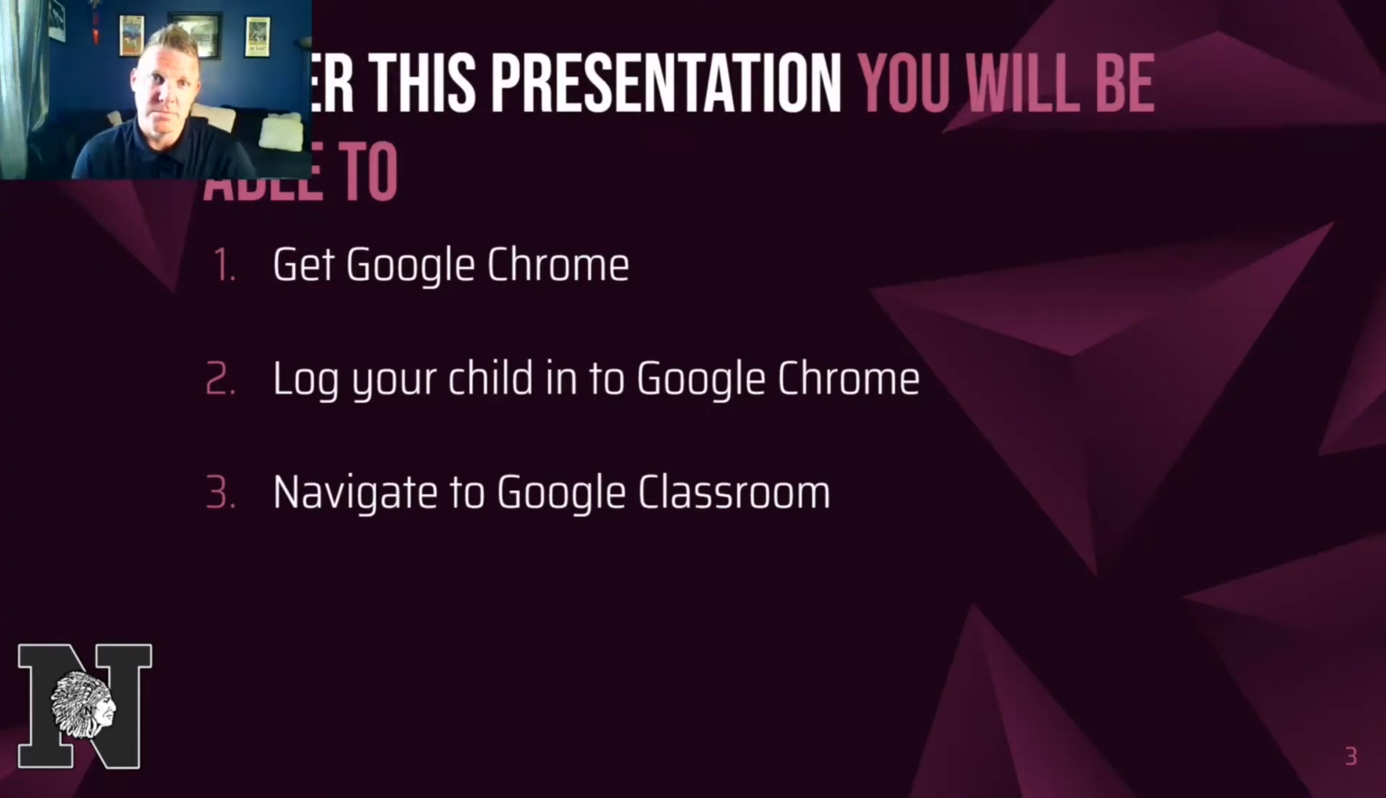First thing is get Google Chrome. Some of you are not using Google Chrome, so this makes it easier because we use Google Apps for Education. If you have Google Chrome, it works really nicely together with that. Some people are using, for example, Internet Explorer, Microsoft Edge, or even Firefox. They're not bad, they're just not going to work as smoothly. So I'm going to show how to get Google Chrome first. After we get Google Chrome, I'm going to show how to log your child into Google Chrome. Notice Google Chrome, not Classroom here. And then the last thing is navigate to Google Classroom, which is pretty simple once we get logged into Google Chrome.